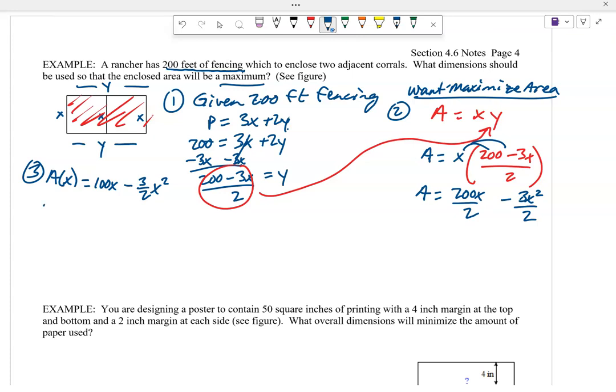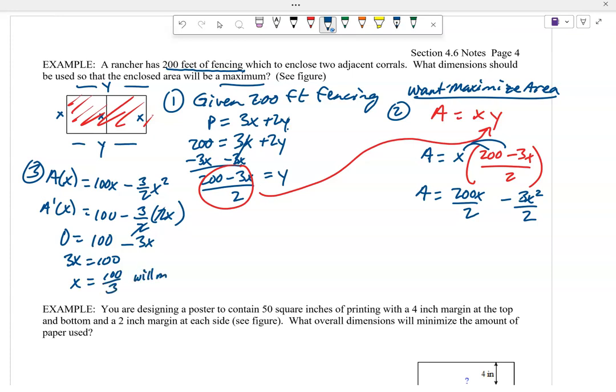So we're going to take the derivative to find our critical points. Most of our 2's cancel here. So let's find our critical points. Add 3x to both sides. So we got x equals 100 thirds. So 100 thirds will maximize the area. In other words, if you did the first derivative test, you would see that it increases and then it decreases. So we're going to have a maximum there at 100 thirds.